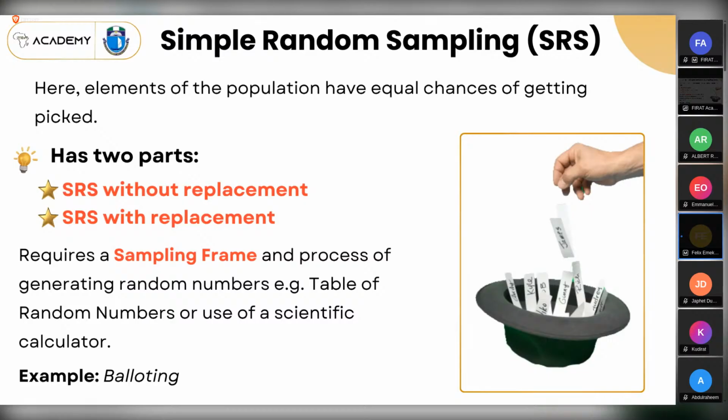So out of the 100 farmers that you have written their names or written their numbers, you have put in a bowl, because most times in research, we usually like to de-identify the participants. So we prefer to give each of them a code instead of using their names.